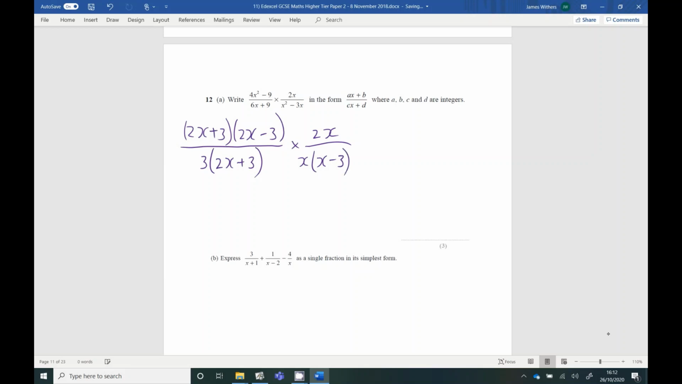Now at this point we can see that the 2x plus 3 cancels with the 2x plus 3 and the x cancels with the x. Now we can't cancel out any more, so let's just go and multiply out the numerator. So 2 lots of 2x minus 3 is 4x minus 6, and 3 lots of x minus 3 is 3x minus 9.